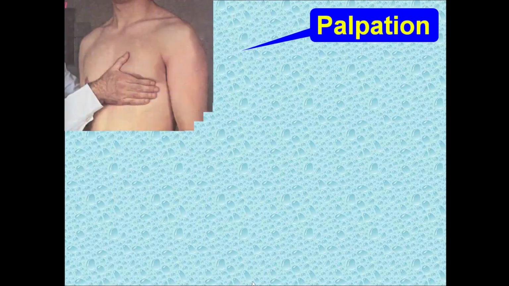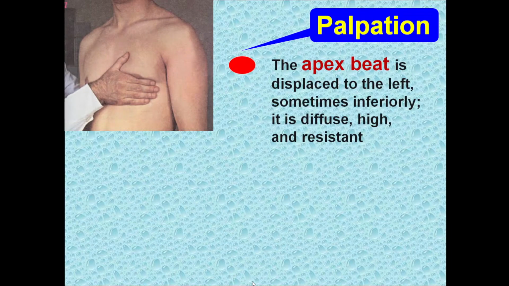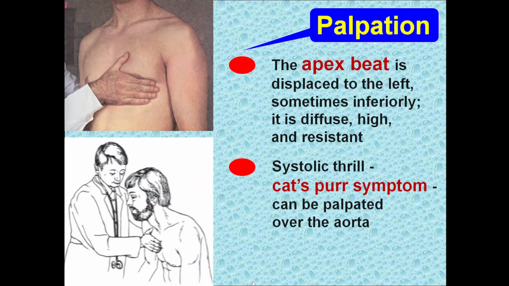On palpation, we reveal a problem with the apex beat, which will be displaced, becomes diffuse, high and resistant due to hypertrophy of the left ventricle. And we can palpate specific systolic vibration over the aorta. We put our palm over the second intercostal space to the right of the sternum and feel systolic vibration. Same mechanism as diastolic vibration in mitral stenosis, through the narrowing orifice in the compensated period. Active heart contraction pushes blood over the wall of the aorta and provokes its vibration.